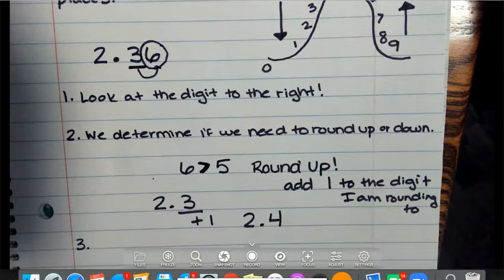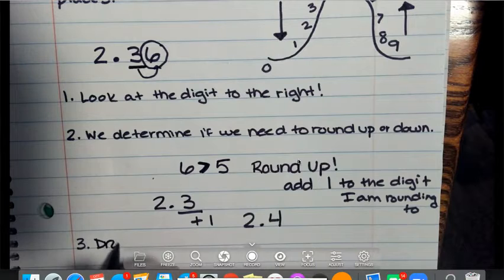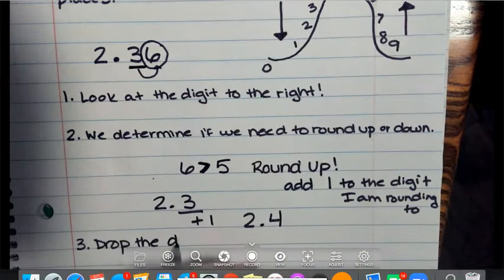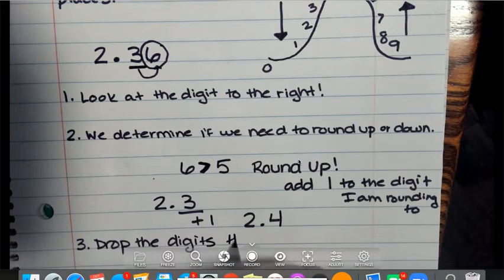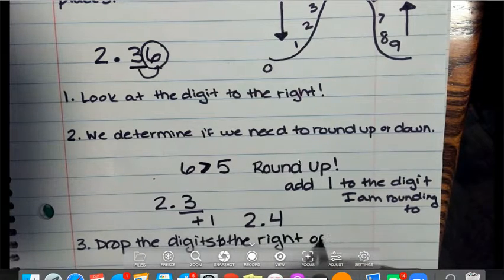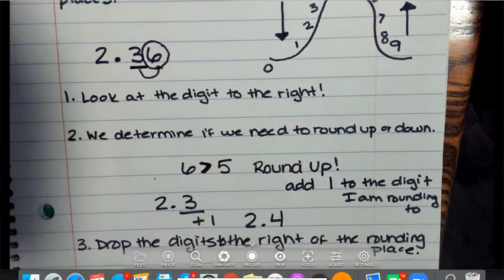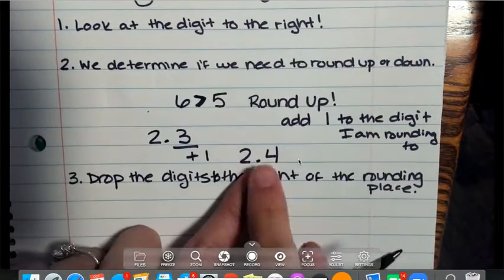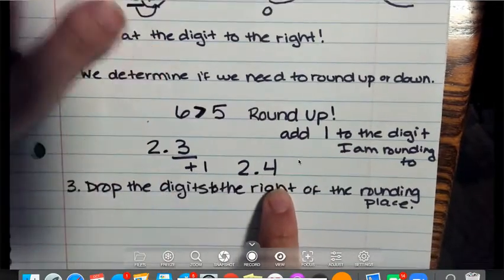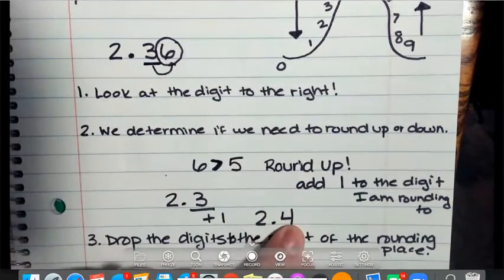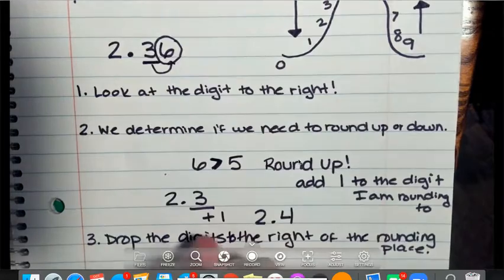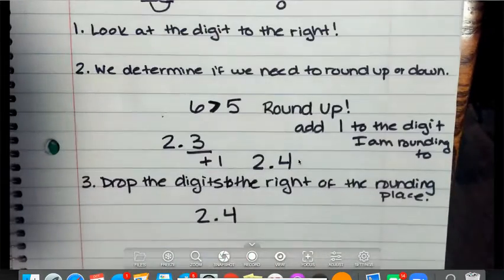Step 3 is to drop the digits to the right of the rounding place. What that just means is instead of putting my 6 back here next to my 4, I'm just going to leave it alone. So my answer is 2 and 4/10.